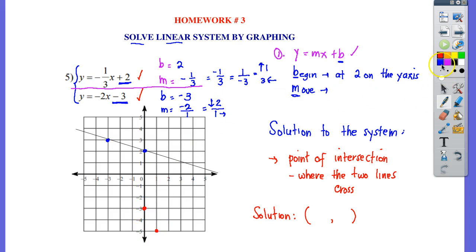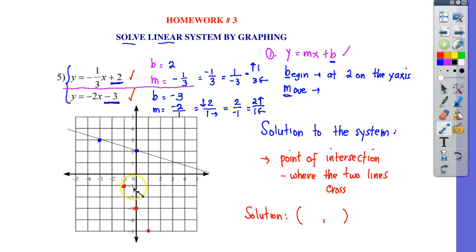Again, just like what I was telling you earlier, this one you have 1 negative in your fraction, right? So I can actually rewrite that as 2 over negative 1. As long as I only have 1 negative, I am not changing my fraction. So I can actually do up 2 and then 1 to the left. So from the starting point again, remember from the starting point, up 2 and 1 to the left. Right there. So once you have your points, you're going to connect the points.